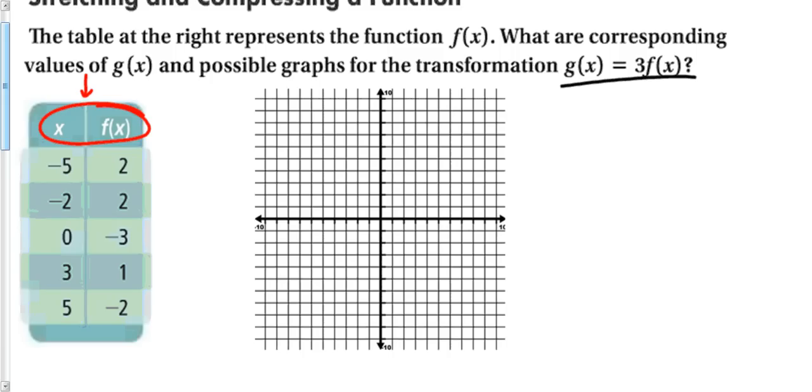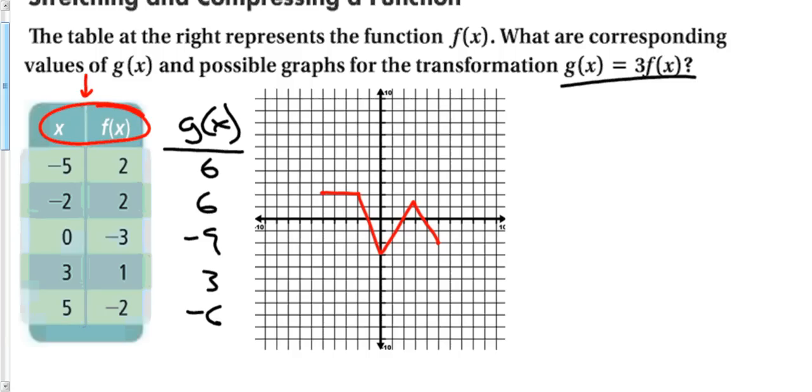So -5, 2. Okay, -2, 2. 0, -3. 3, 1, and 5, -2. Okay, connecting my function looks like that. Okay, so now if I take this function and multiply it by 3 to give me my new function, if I take all my outputs and multiply them by 3, I would get 6, 6, minus 9, 3, minus 6. Okay, and I'm going to graph that in green.